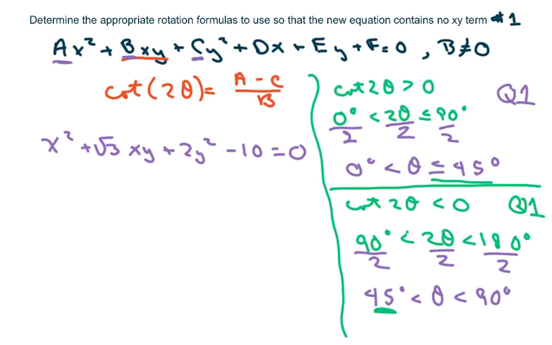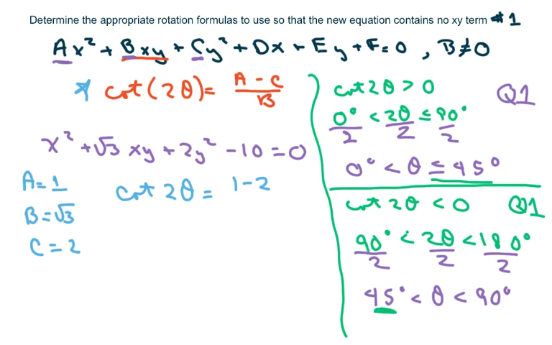So here's an example we have. We're going to write down our ABCs. Our A equals 1. Our B equals the square root of 3. And our C equals 2. So I'm going to use this formula here. Cotangent of 2 theta equals (1 minus 2) over square root of 3, which equals negative 1 over square root of 3, which is negative square root of 3 over 3.